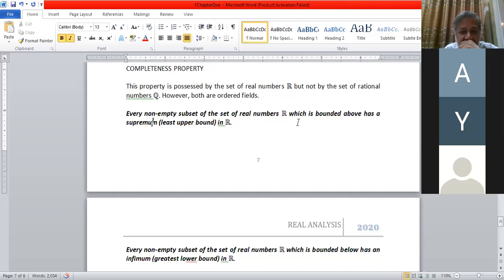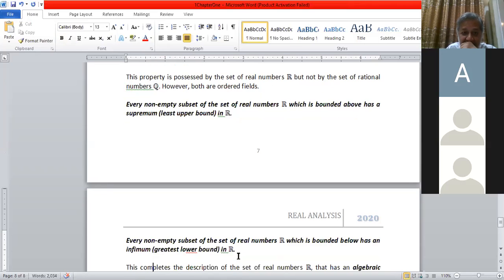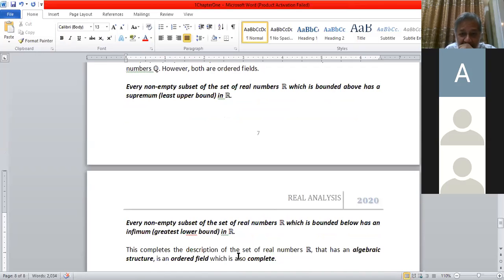Whenever a subset of the set of real numbers is bounded above, its supremum or least upper bound will be in the set of real numbers itself. Until a counterexample comes up, the point will not be understood. The alternate statement is that any subset of real numbers which is bounded below must have an infimum which is in the set of real numbers. This is the completeness property. This property is not possessed by the set of rational numbers.